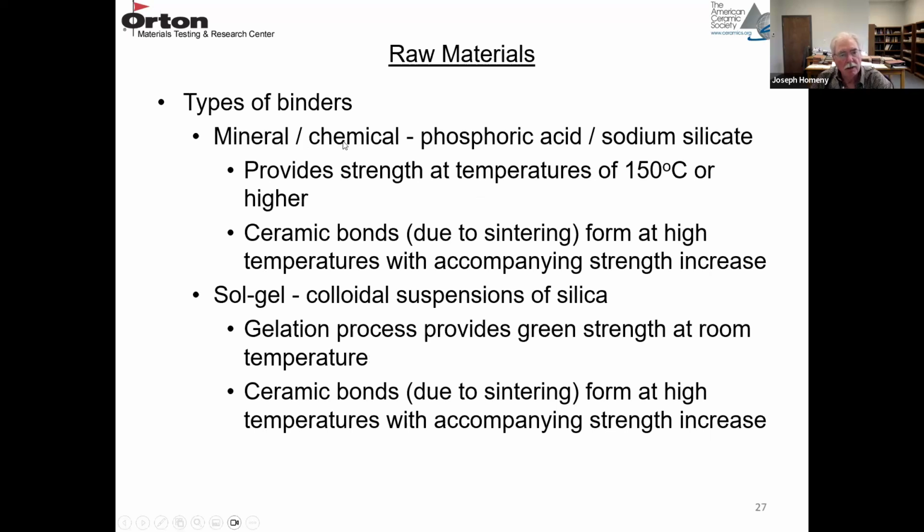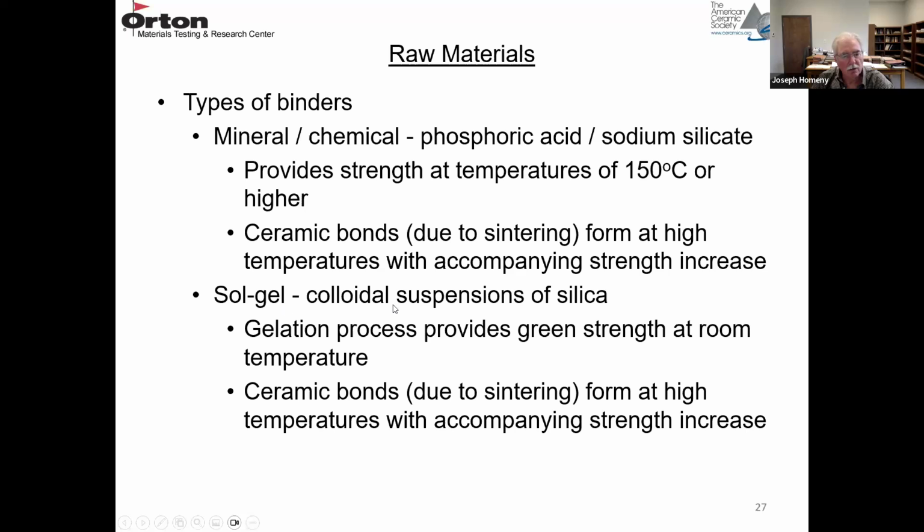There are mineral and chemical binders. So phosphoric acid, sodium silicate are some chemical binders. These give green strength at temperatures up to 150 degrees C or even a little bit higher. And then eventually, as you again increase the temperature, you're going to form a ceramic bond due to a sintering mechanism. And the ceramic bonds again will increase the strength at high temperatures.